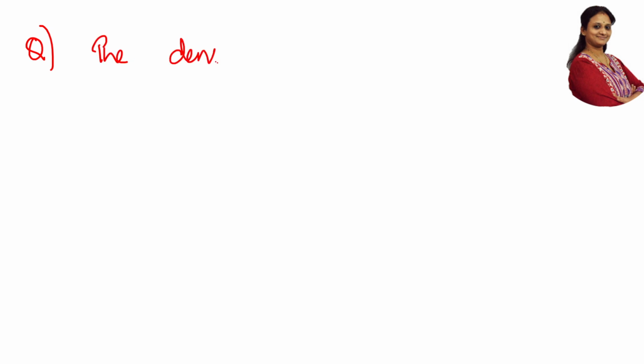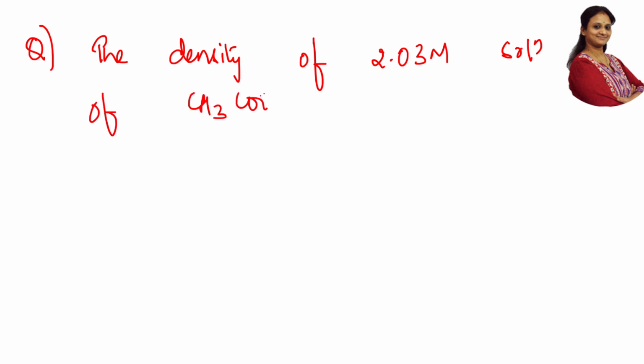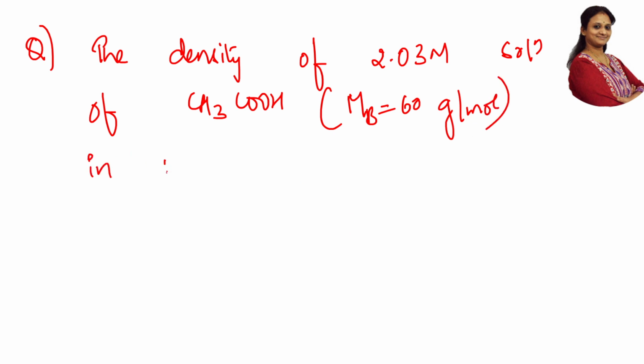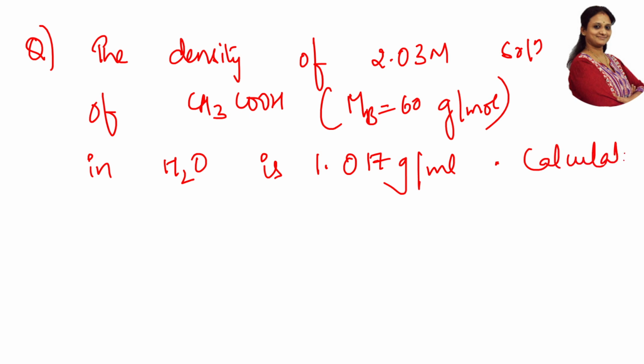The question given to me is the density of 2.03 molar solution of acetic acid. One acetic acid solution is there, it seems. Acetic acid molecular weight is 60 gram per mole. This already we know. Better we write it first only. In water. So the water is a solvent here, density is 1.017 gram per ml. They're asking me to calculate molality.